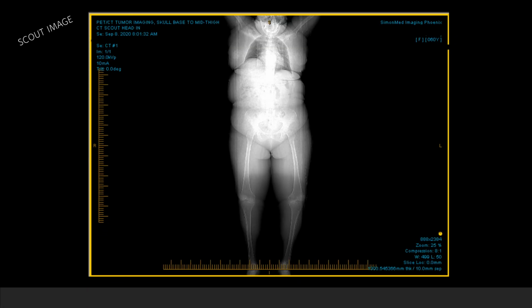So this is the first image that's generated for a PET-CT scan. This is the SCOUT image. I used this image to make sure that the patient didn't have any metal on that will attenuate during the scan. I also use it to select the number of beds I wanted, so I moved the beds around to make sure everything was in the field of view that I wanted.